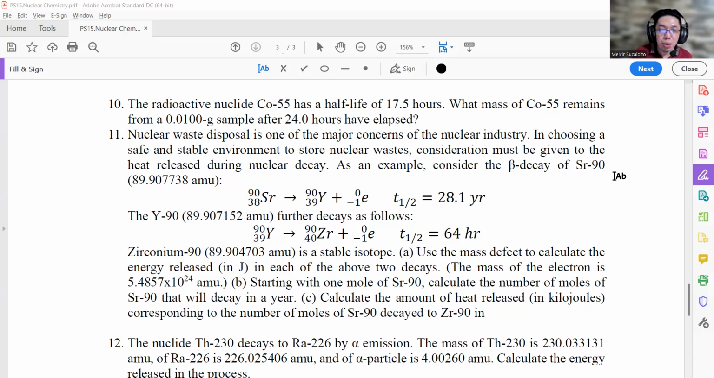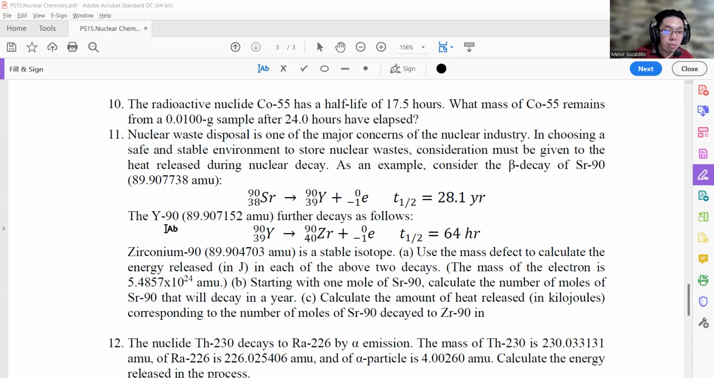So as an example, consider the beta decay of strontium 90. The mass of strontium 90 is given, Josh. And then it will decay into yttrium-90, and then beta decay yan. A beta particle will be released. And then the half-life of this is 28.1 years. Tagal, no? Tagal ng radioactivity ni strontium-90.